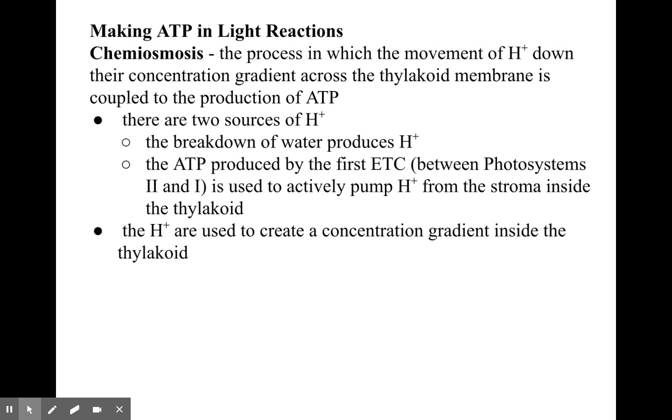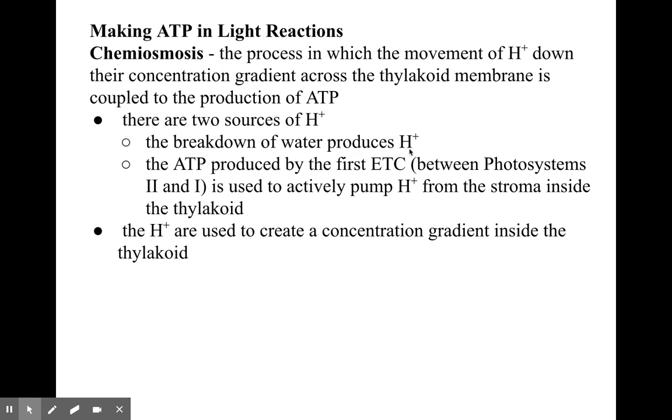All right. The next step is we're going to be making ATP. How are we going to make ATP? We're going to make ATP by chemiosmosis. Chemiosmosis is where we move hydrogen ions down their concentration gradient across the thylakoid membrane, and that helps us make ATP.